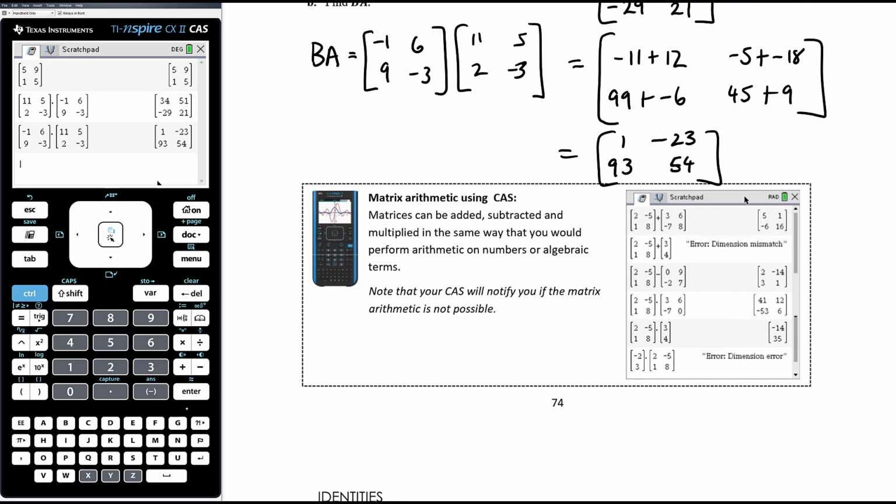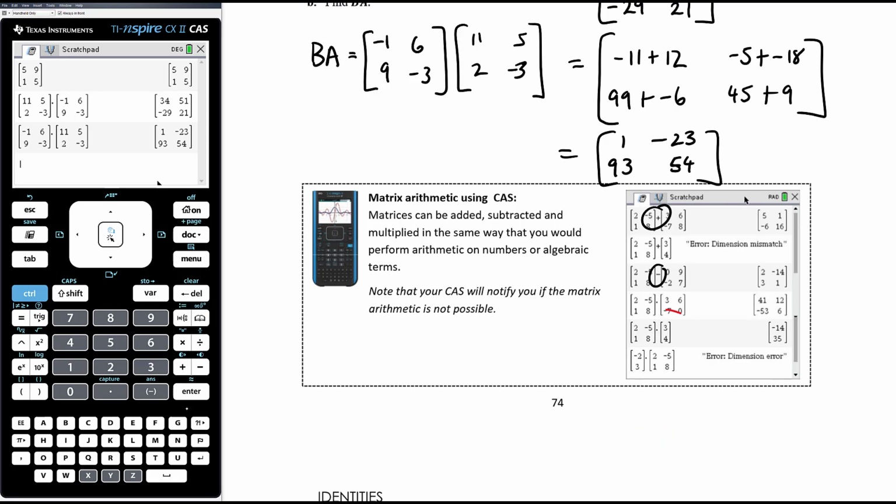Summary of matrix arithmetic, there's nothing fancy. If you want to add them, you add. If you want to subtract them, you subtract. If you want to multiply them, you multiply. If the dimensions don't work, it'll tell you that. So here, this is a 2 by 1 matrix, and you're trying to multiply that by a 2 by 2 matrix, and so the number of columns in the first doesn't equal the number of rows in the second. That's not going to be possible. Okay, so that's why it says error, dimension error.